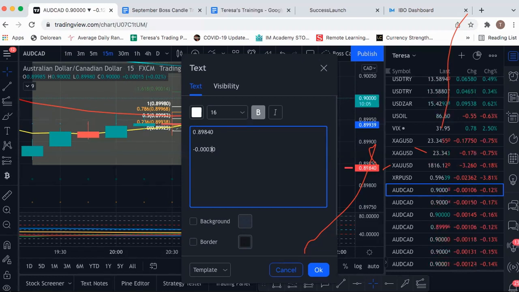If you were to go 0.89840 minus 0.00030, your answer should be 0.89810, because 4 take away 3 is 1. So it's only affecting one column of this, right? It's not even rolling over to the second column. Does everyone follow this or no?